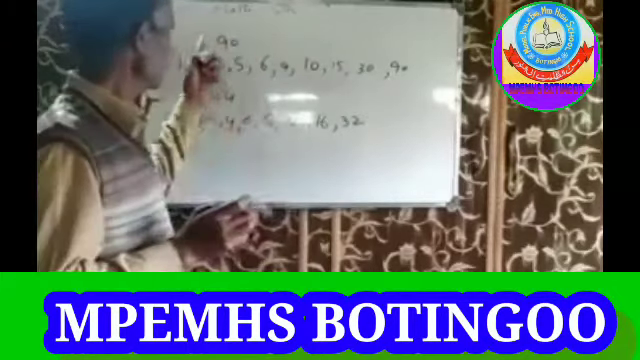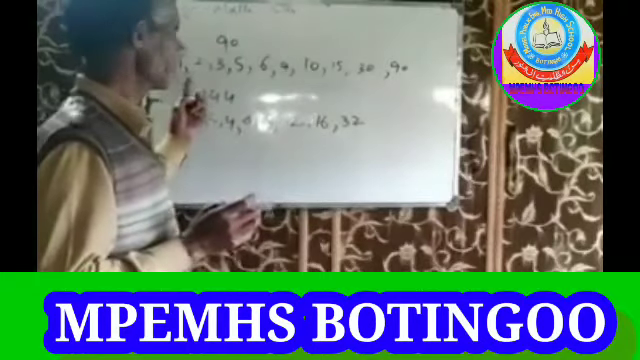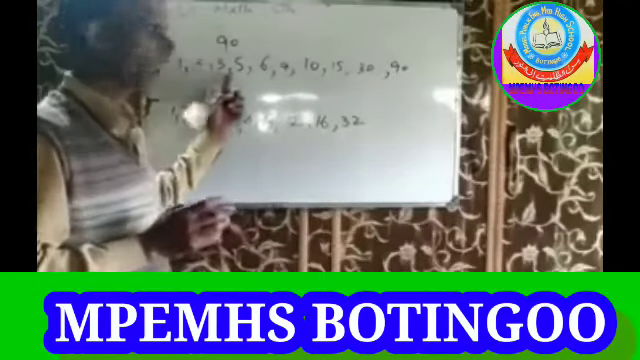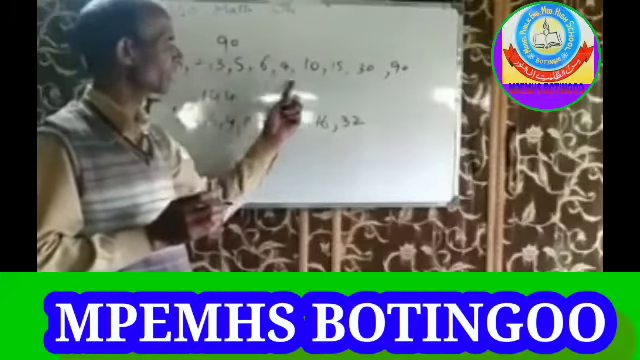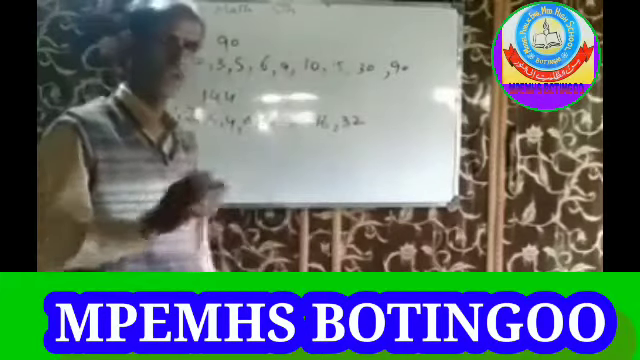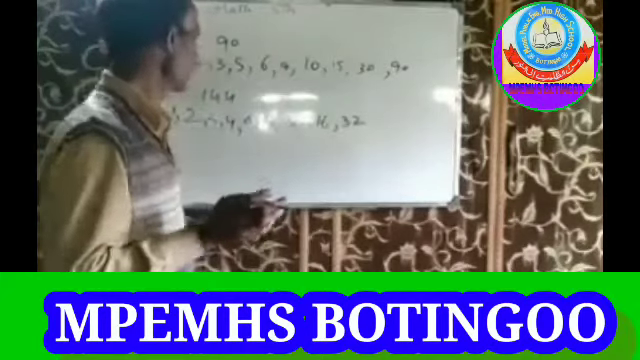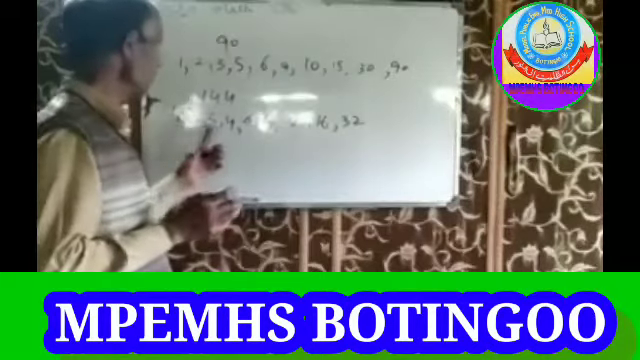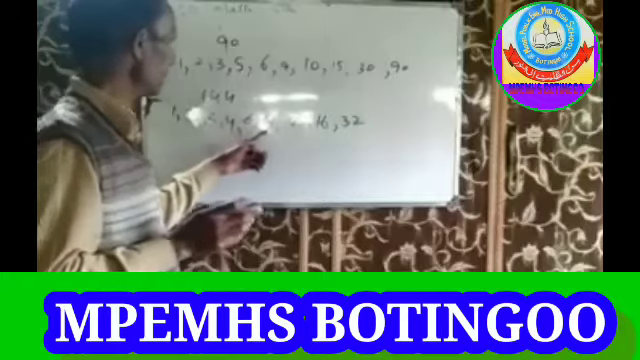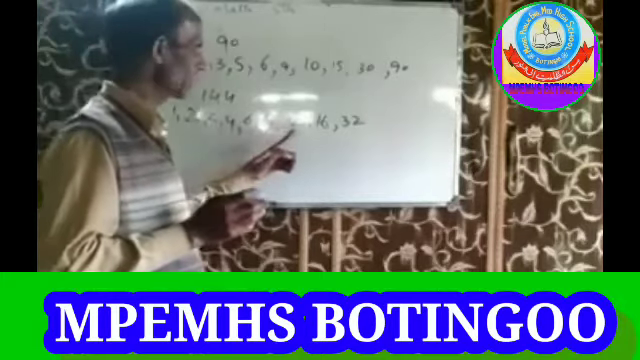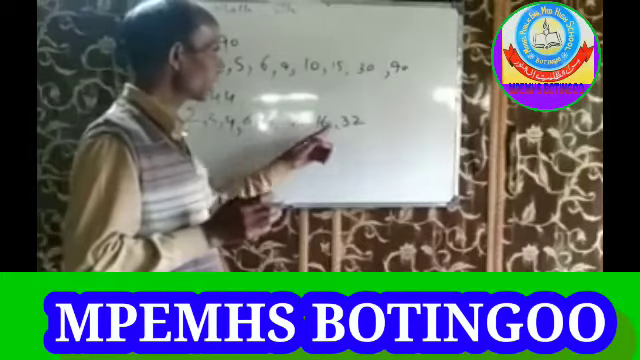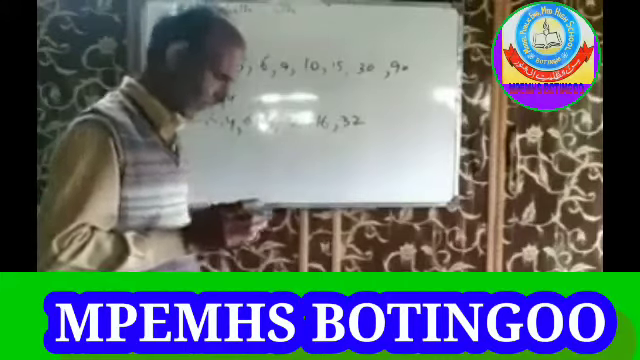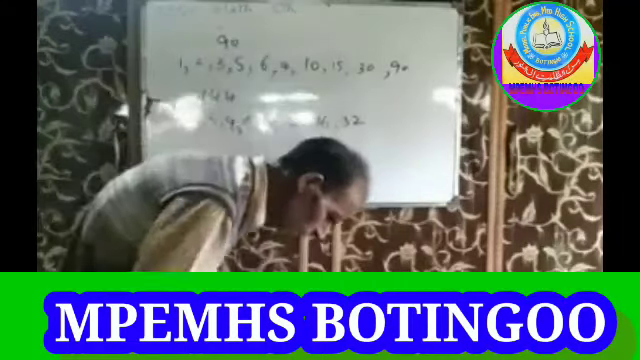We have just proved 90. This has so many factors. 1 is a factor, 2 is a factor, 3 is a factor, 5 is a factor, 6 is a factor, 9 is a factor, 10 is a factor, 15 is a factor, 30 is a factor, and 90 is a factor. After that, 144 also has so many factors. 1 is a factor, 2 is a factor, 3 is a factor, 4 is a factor, 6 is a factor, 8 is a factor, 12 is a factor, 16 is a factor, 32 is a factor. There is another question.